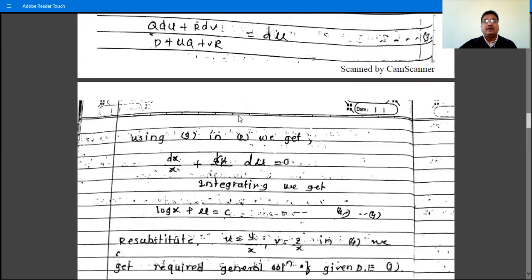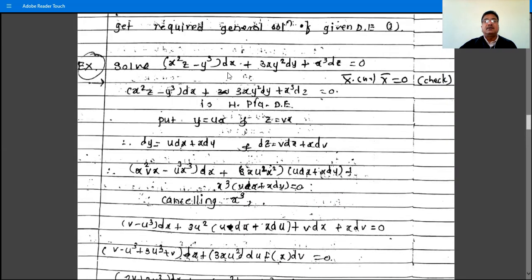Suppose the example of a homogeneous function is x square z minus y cube. So this x square z minus y cube is a homogeneous function of degree 3 in x, y, z. Why? Because there are two terms. What are the two terms? X square z. If you observe, the power of x is 2, power of y is 0, and z is 1. If you add these three powers of x, y, z, then we have the answer 3. Similarly, the other term is y cube. That is, the power of x is 0, power of y is 3, and power of z is 0.